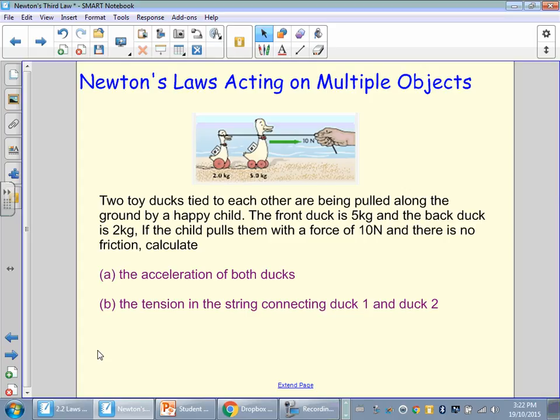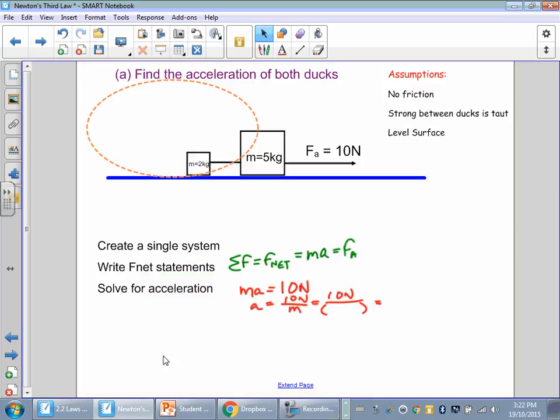If the child pulls them with a force of 10 newtons and there's no friction, calculate the acceleration of both ducks and the tension in the string connecting duck 1 and 2. A very common type of problem, which is called a multiple object problem, because in this case there's two ducks, one in the front, one in the back. So how do we go about doing this? Well, actually it's quite systematic.